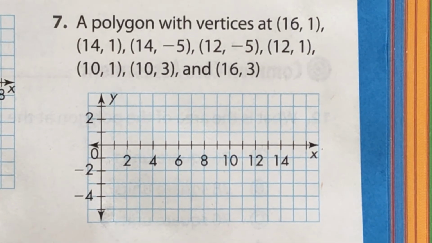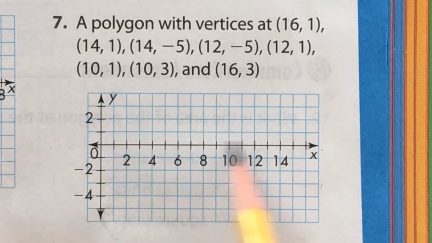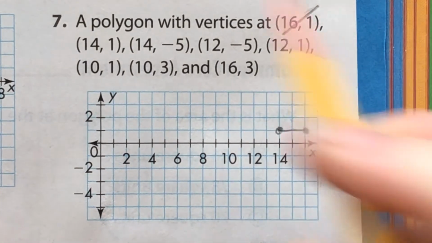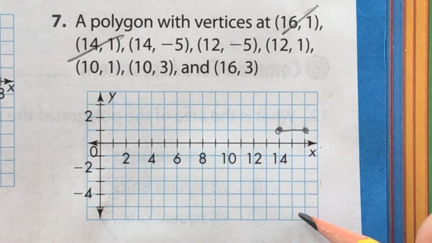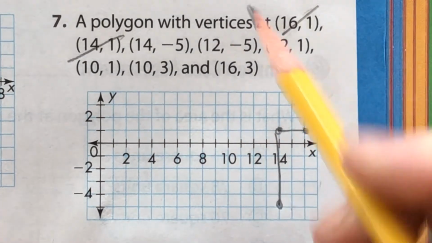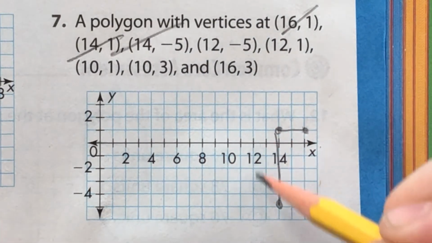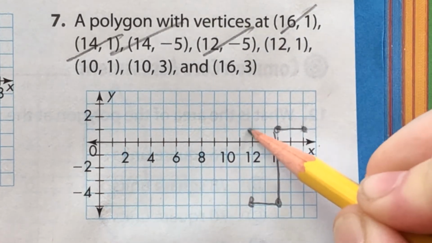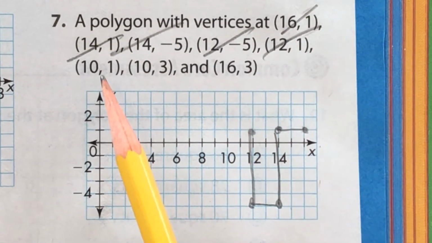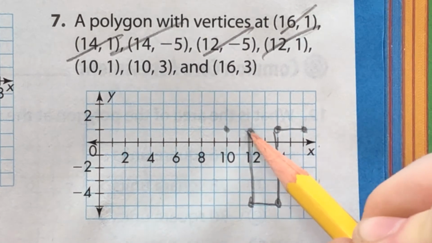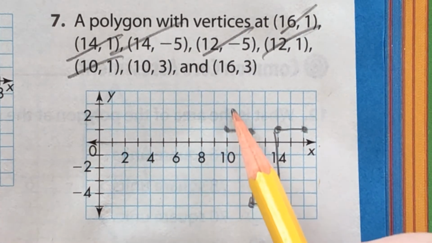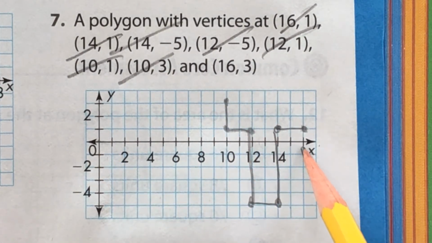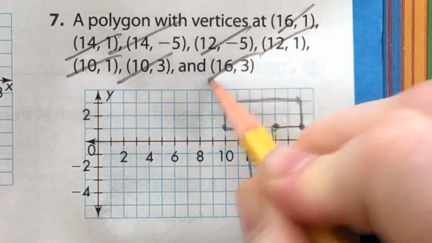All right, so let's look. (16, 1), over 16 up 1. (14, 1), over 14 up 1. (14, negative 5), over 14 down 5. (12, negative 5), over 12 down 5. (12, 1), over 12 up 1. Interesting shape so far. (10, 1), over 10 up 1. (10, 3), over 10 up 3. And (16, 3), over 16 up 3. So we got a little T shape going on.